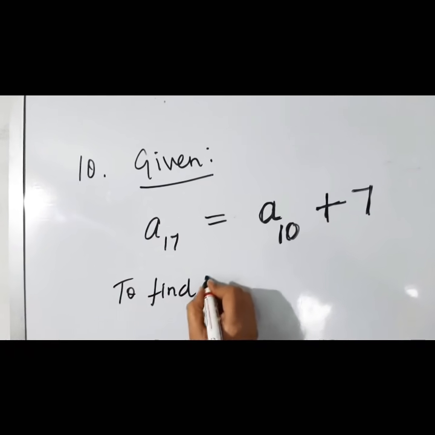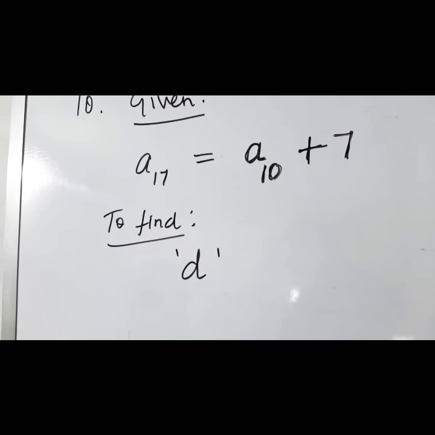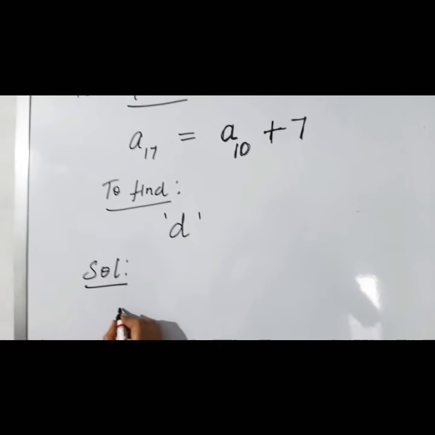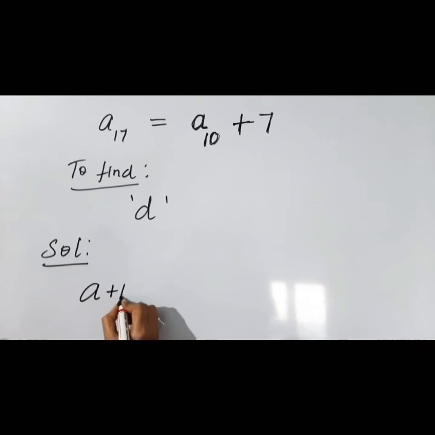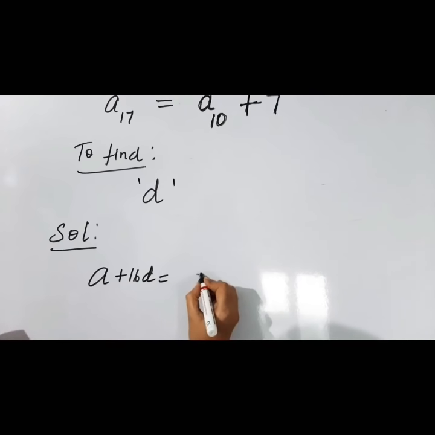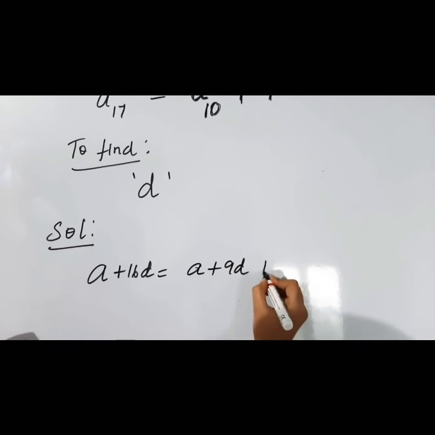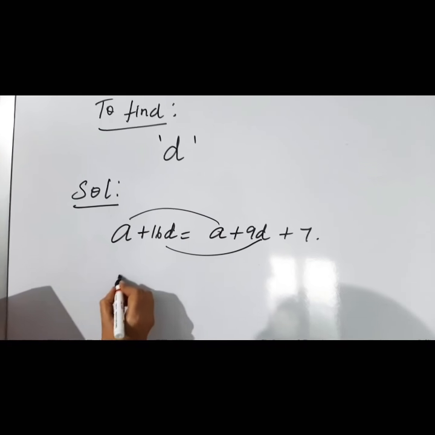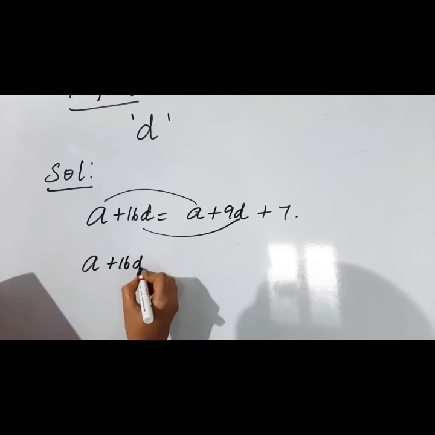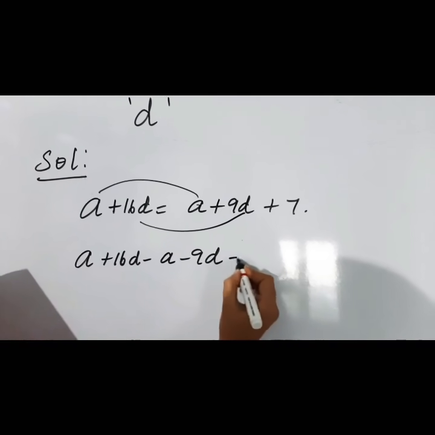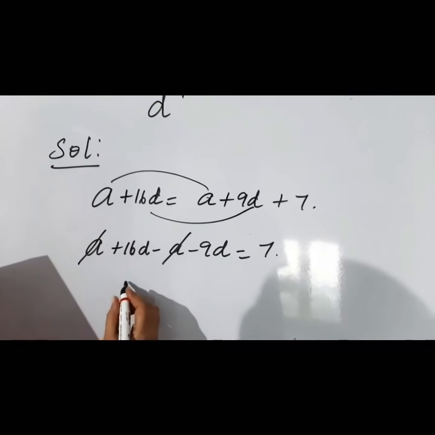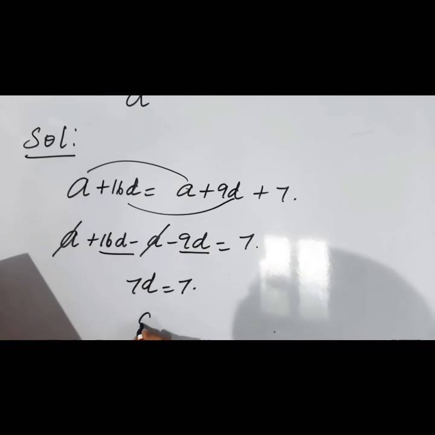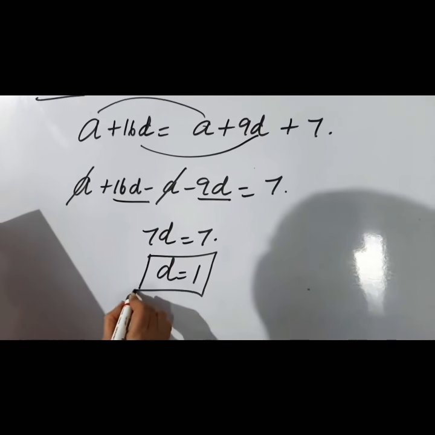You need to find the common difference. How will we represent the common difference? The common difference D. Now let us solve this. A17, how will we write A17? A plus 16D is equal to A10, how will we write? A plus 9D plus 7. Take all the A's and D's to the same side of the equation. A plus 16D minus A minus 9D is equal to 7. A will get cancelled. 16D minus 9D is equal to 7D. 7D is equal to 7. So your common difference D is equal to 1.